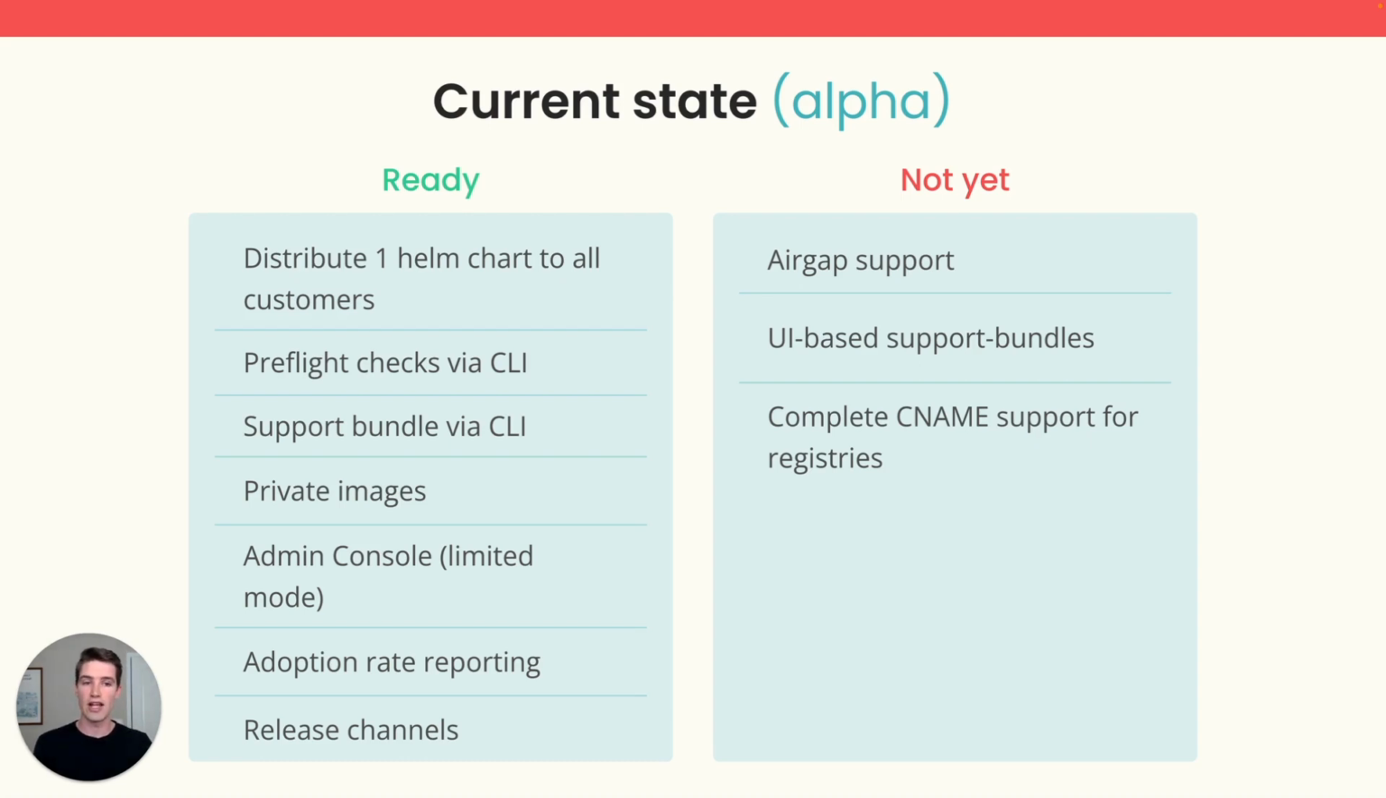We're still working on air gap support, UI-based support bundles, and then the ability to completely alias the replicated registry domain so that instead of your end customer doing a Helm login to registry.replicated.com, they could do a Helm login to registry.mycompany.com. You could create a CNAME to reference the replicated registry, but have your customer typing in your custom domain instead, just to allow you to completely alias the replicated registry and make it appear like your own registry.